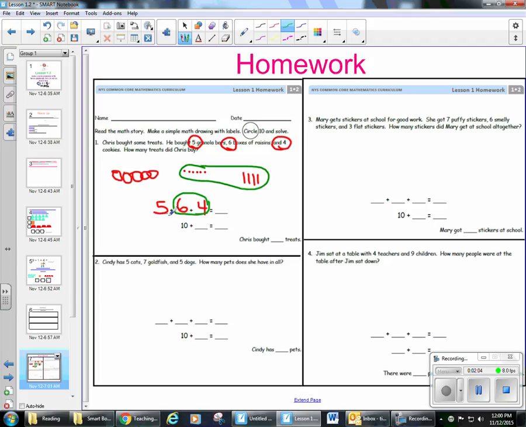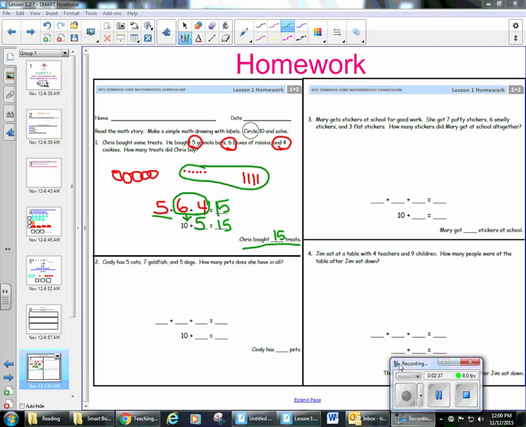And then they need to look and see what number's left over. That will be our 5. So the 10 came down. They are writing a 5 next to it. And we know that adding a 10 to any single digit number is going to give us a teen. So 10 plus 5 is going to give us a 15. So they're going to write 15 on both of those equals. And also down here, they're going to finish the sentence by saying, Chris bought 15 treats. They're going to do that with each of those problems.